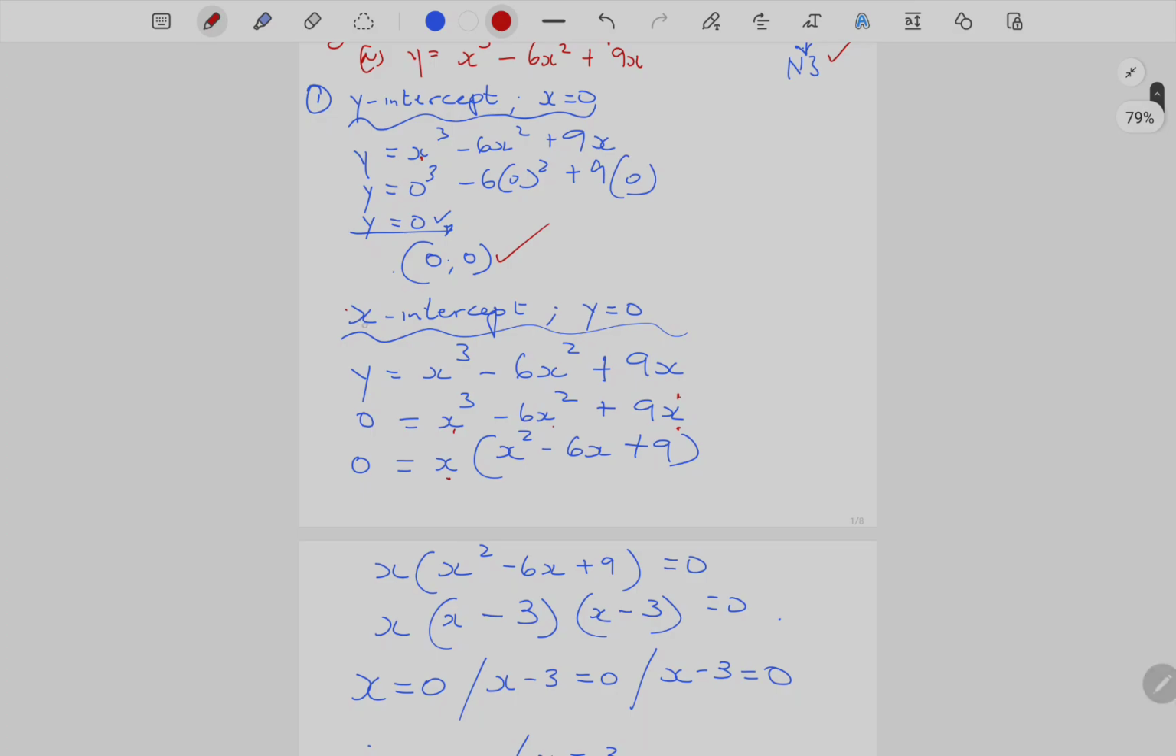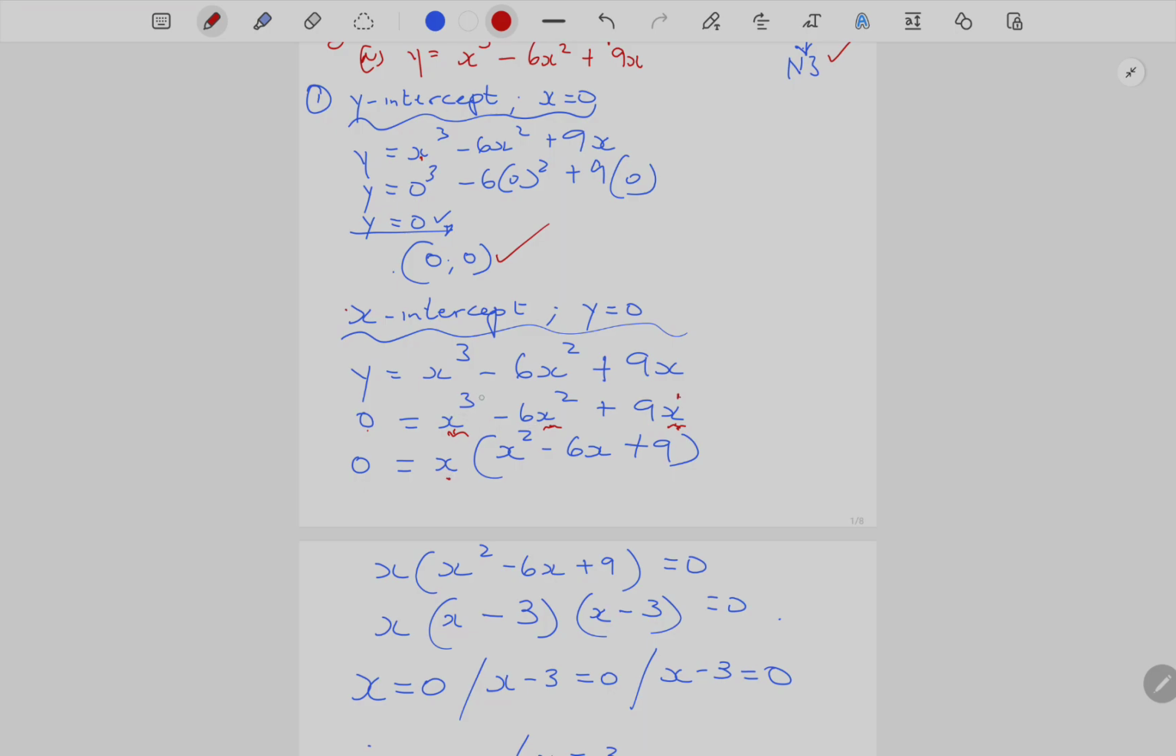Second step, you must calculate the x-intercept. X-intercept, you let y be equal to 0. What does that mean? It means in place of y, you put a 0. So 0 is equal to x cubed minus 6x squared plus 9x. Then what do you notice with the first term, second term, and the third term? There's an x that is common. So x is the common factor.